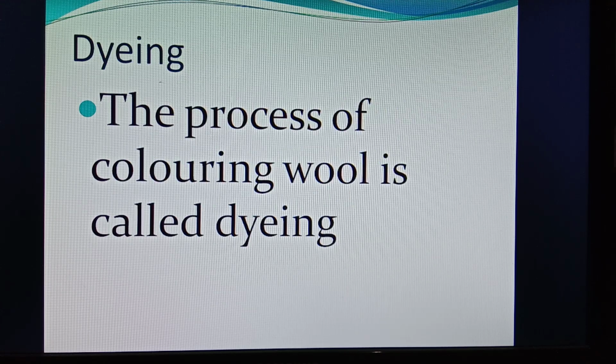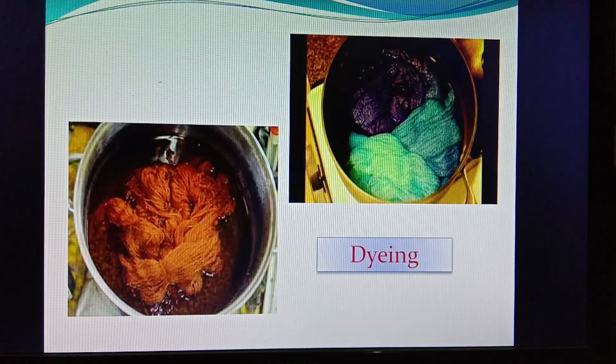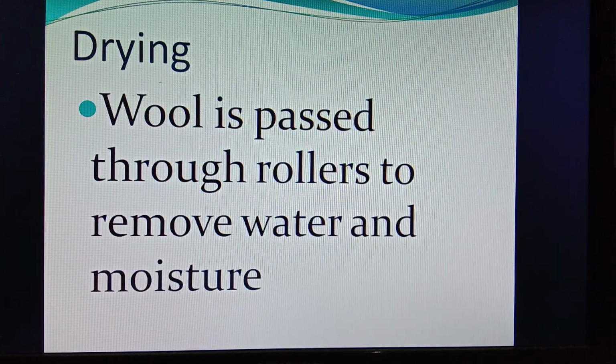Then the wool is sent for dyeing. Dyeing means coloring of wool. Usually natural wool is white, cream, brown or black in color. But it can be dyed into different colors. Again the wool fiber has to be dried to remove all the moisture from it.